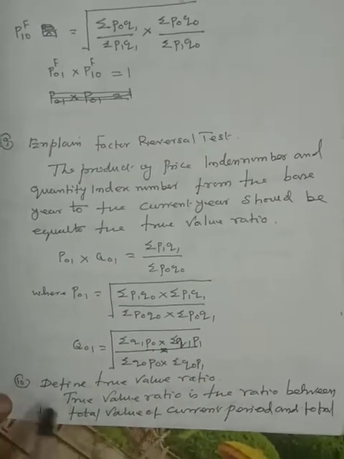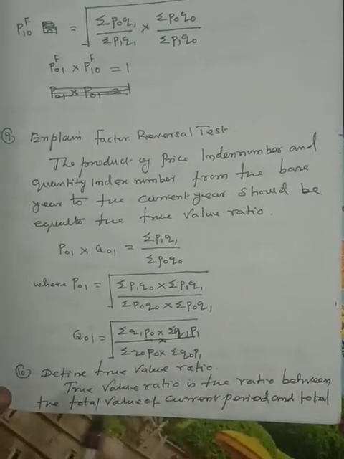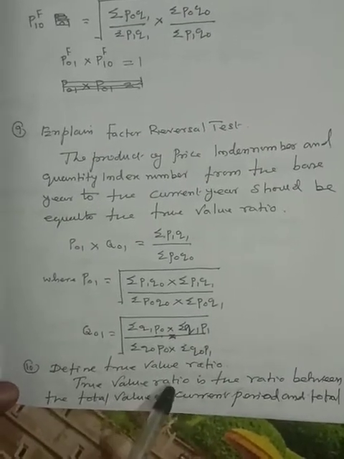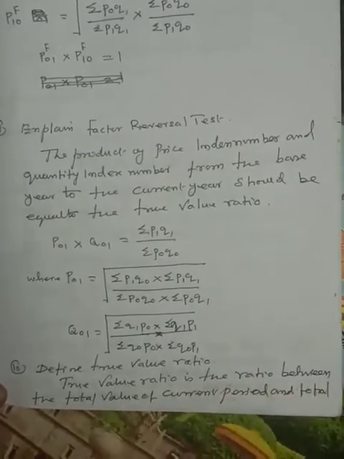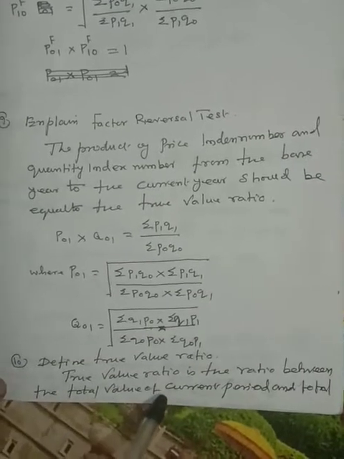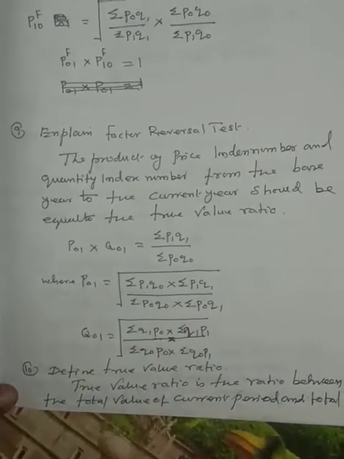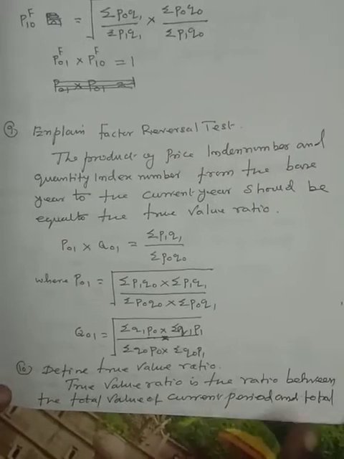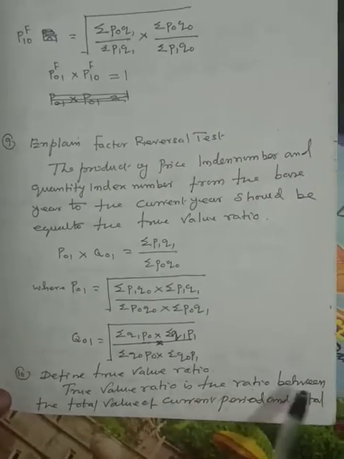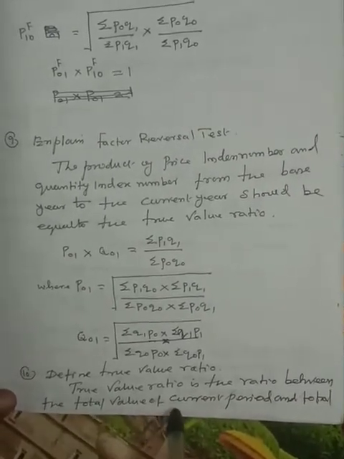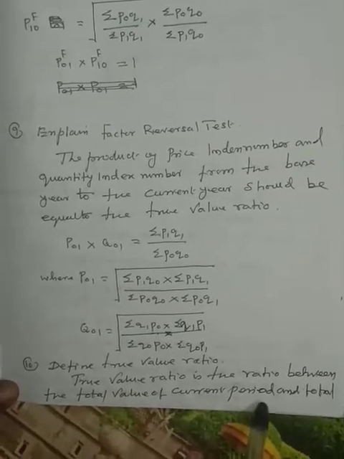Question number 10. Define true value ratio. True value ratio is the ratio between the total value of the current period and the total value of the base period.